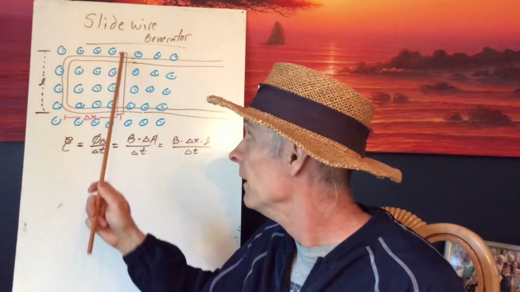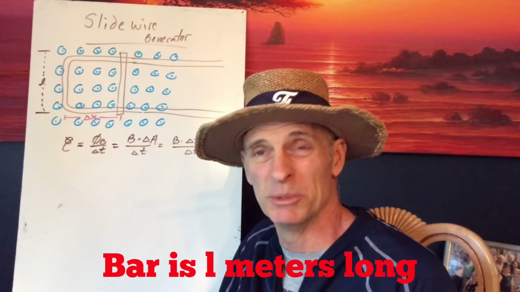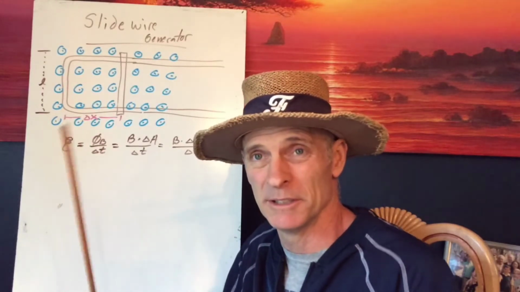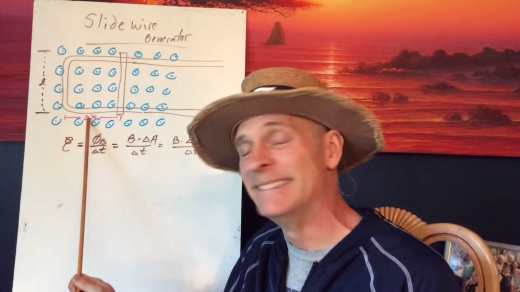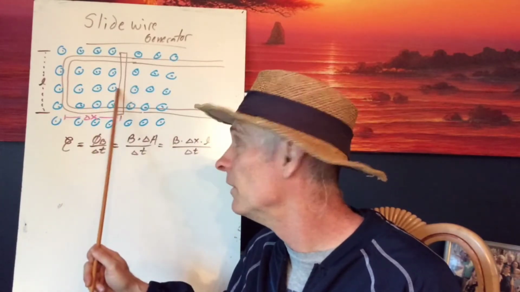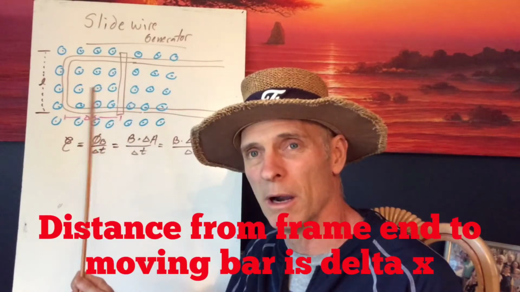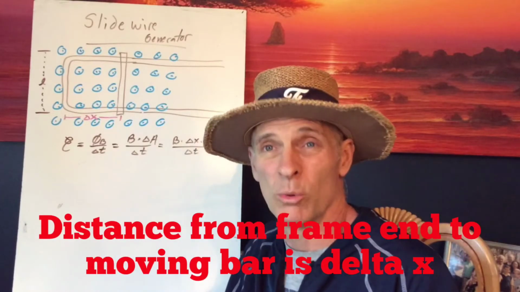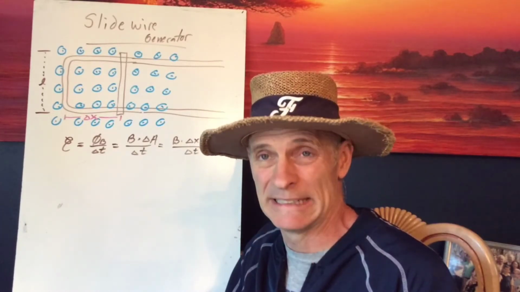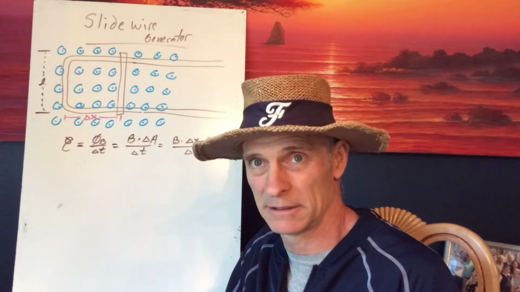So this bar is L meters long. We don't know how long it is, just L. Whatever it is. It could be 10 centimeters, 20 centimeters. It could be half a meter. This is delta x. So when we move this bar, this x is going to change as we move the bar. What we're going to try to do is move the bar to the right. So we're going to be increasing the area exposed to the flux.